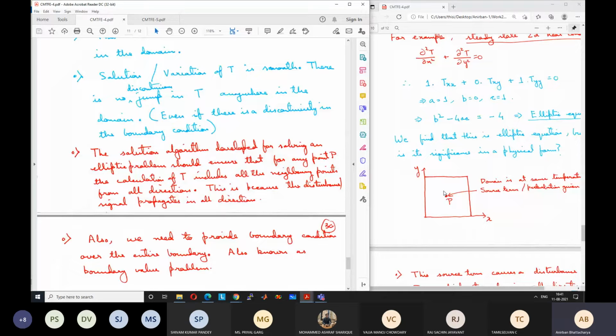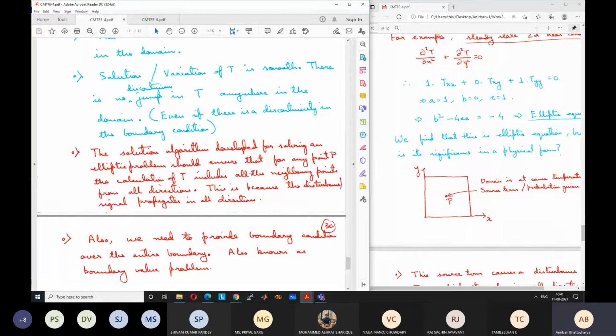So in 2D, if I divide this into rectangular or square grids, we'll have 8 neighboring points, right? So our solution algorithm should include the temperature for those 8 neighboring points. Why? Because information can travel in all directions. This is not the case for other types of equation, as we will see later.